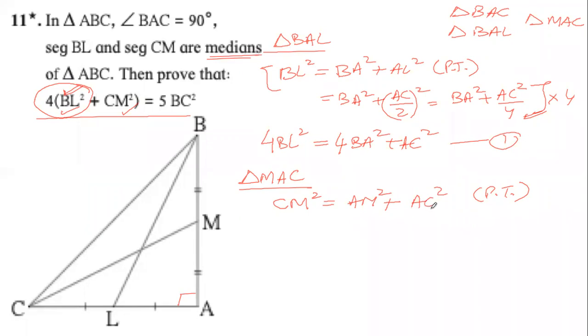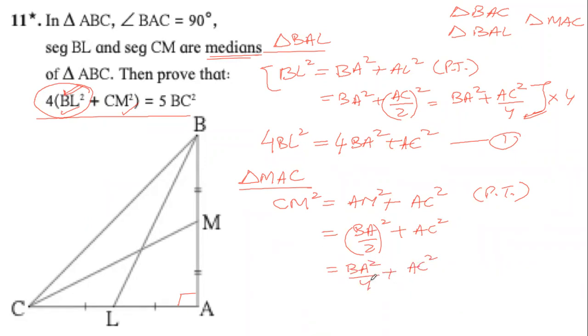Now AC will remain as AC. It's the complete side. Now AM is half of AB and BA. We have written BA in equation 1, so here also we write BA. So BA by 2 square plus AC square. So now this becomes BA square by 4 plus AC square.